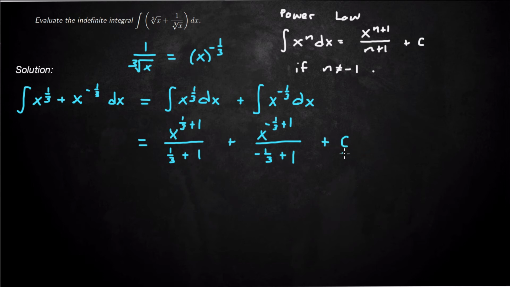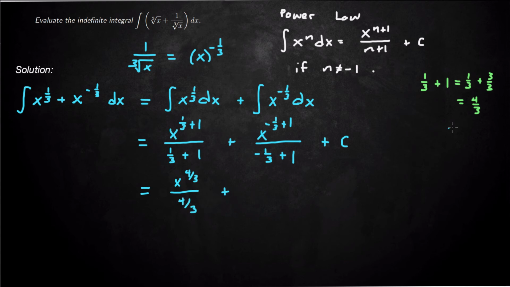And now if your teacher is really lenient, they'll accept that answer right there, but probably what they want you to do is go ahead and simplify that a little bit. So that exponent 1/3 plus 1, let's work that out off to the side. 1/3 plus 1 will be equal to 1/3 plus 3 over 3, which would be 4/3. So the exponent on the first one is going to be x to the 4/3 divided by 4/3.